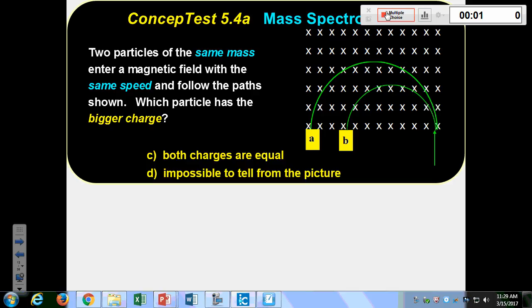All right, which of these particles, I have these particles, they both originate here. One of them travels to this detector, one of them travels to this detector. So they have the same mass and the same speed. I want to know which of them has the bigger charge. Which has the bigger charge?